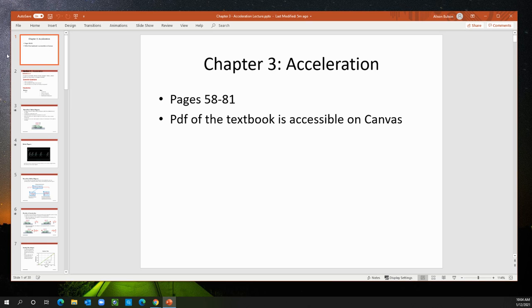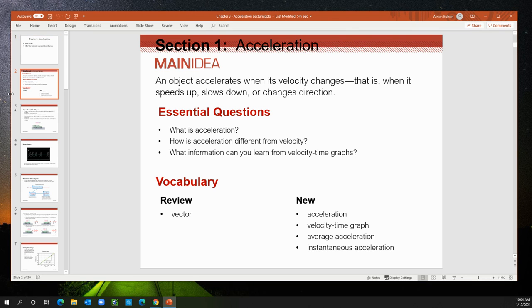So this is pages 58 to 81 of your textbook, which is a PDF at the bottom of the unit for Unit 3. Section 1 of the textbook and Section 1 of this lecture goes through a definition of acceleration. What is acceleration? How is it different from velocity? And what information can we get about acceleration from velocity versus time graphs? We've got some vocabulary, vectors, and scalars. We're going to have a definition for acceleration and average acceleration and the difference between average and instantaneous acceleration. And then, of course, reviewing what a velocity versus time graph is.